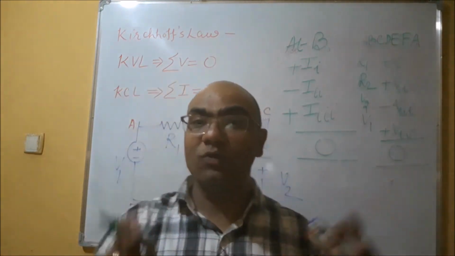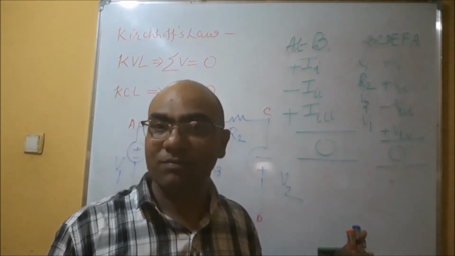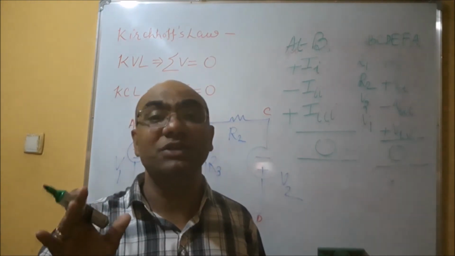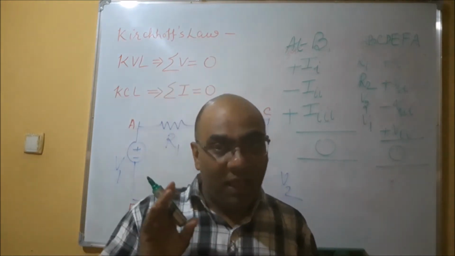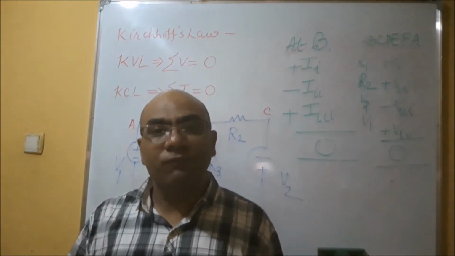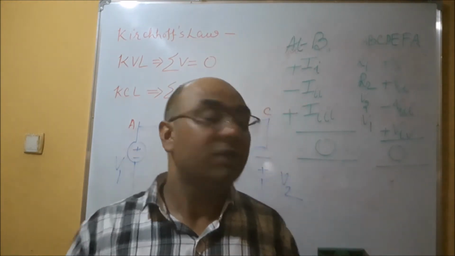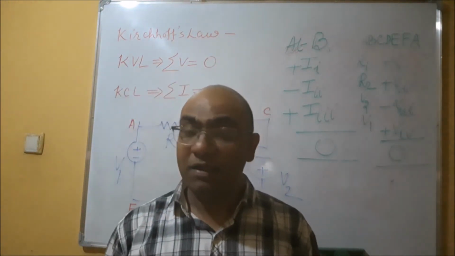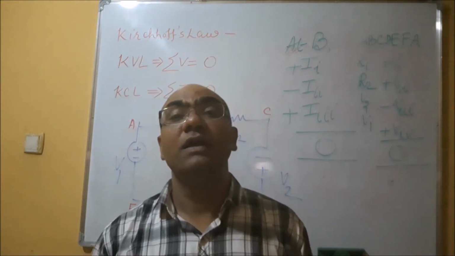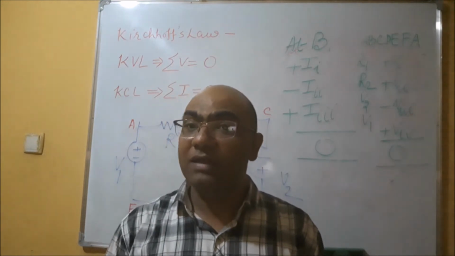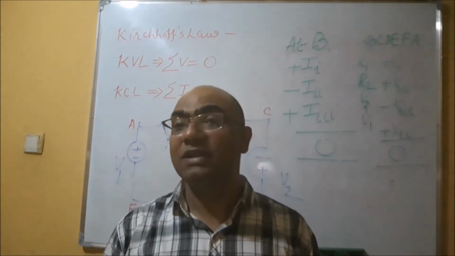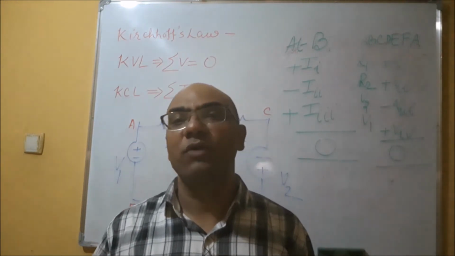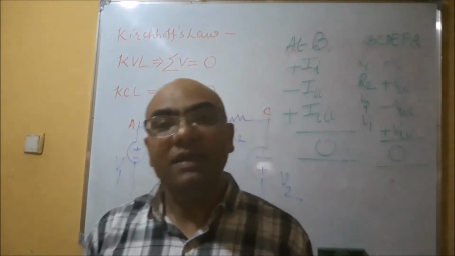So in any closed path, the algebraic sum of all the voltages must be 0. This is called KVL. I am again telling you that which one will be positive and which one will be negative, we will see later when we solve numericals, or when I tell you the methodology used to solve problems using KVL and KCL.